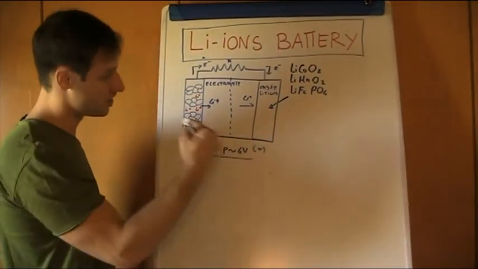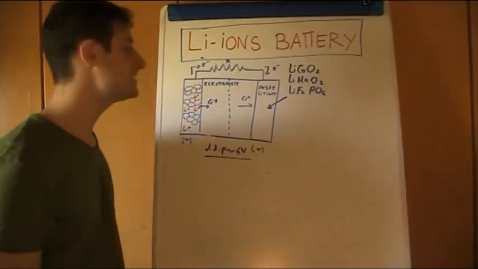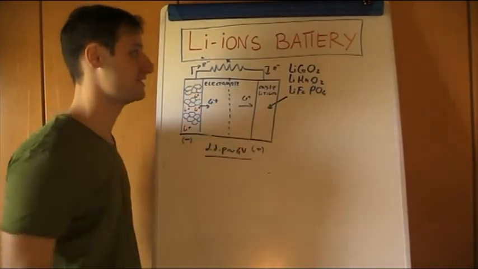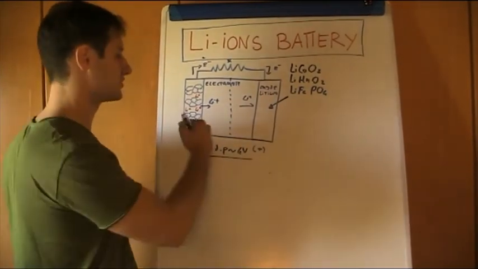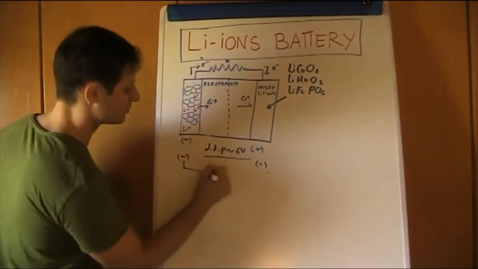Obviously, when we are recharging the battery, we need to provide the opposite process. And this means that we pass from a stable state, lithium being stable inside the oxide, to a non-stable state, and so we need to provide energy with an electrolyzer.